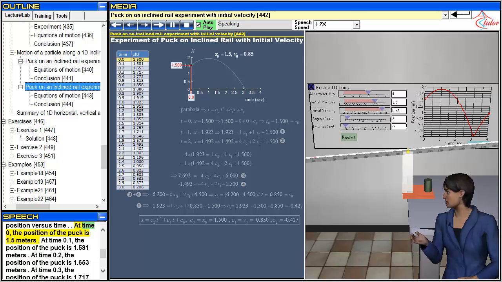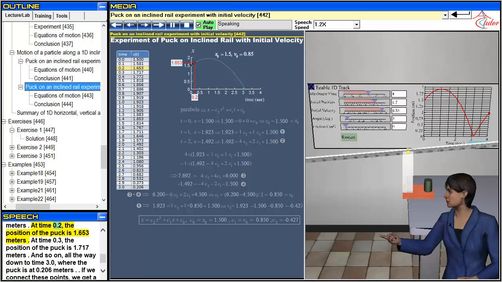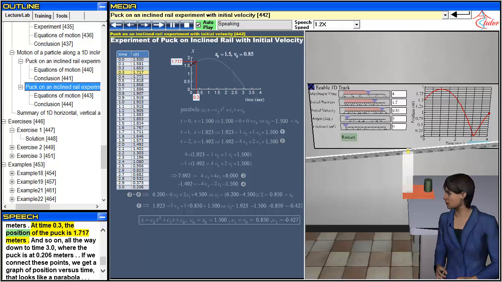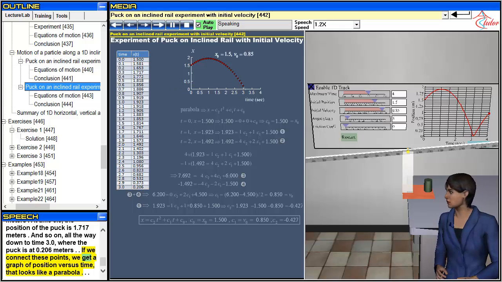At time 0, the position of the puck is 1.5 meters. At time 0.1, the position of the puck is 1.581 meters. At time 0.2, the position of the puck is 1.653 meters. At time 0.3, the position of the puck is 1.717 meters. And so on, all the way down to time 3.0, where the puck is at 0.206 meters. If we connect these points, we get a graph of position versus time that looks like a parabola.